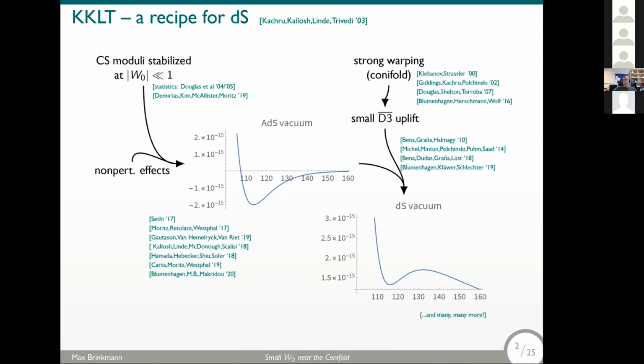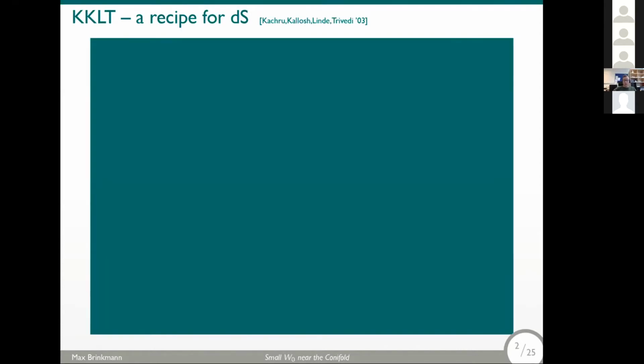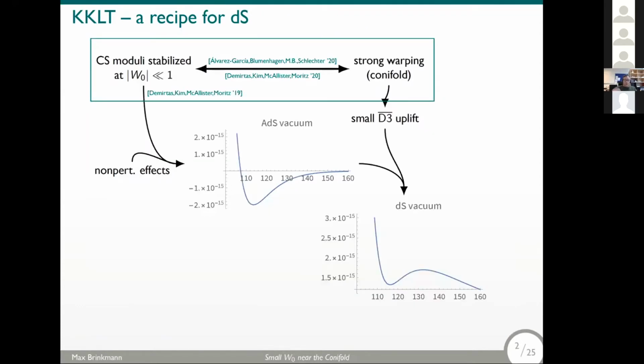In the last couple of years, a lot of people have worked on this stuff. These are just a few of these people. I tried to fit in all of them, but that didn't really work. But today I want to talk about the first two ingredients, the basis of our recipe, which is small W0 at the conifold.